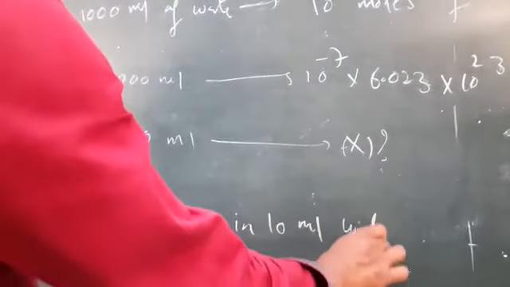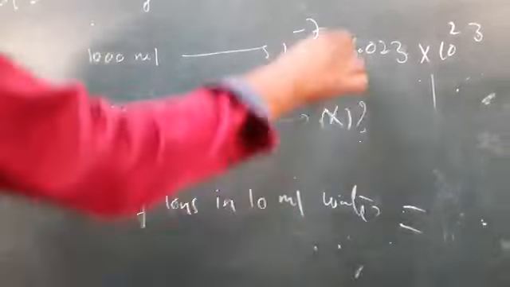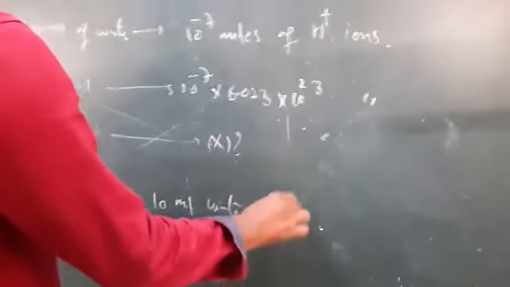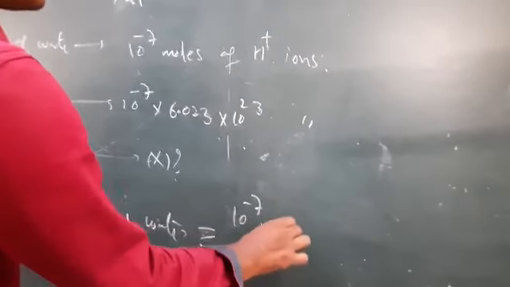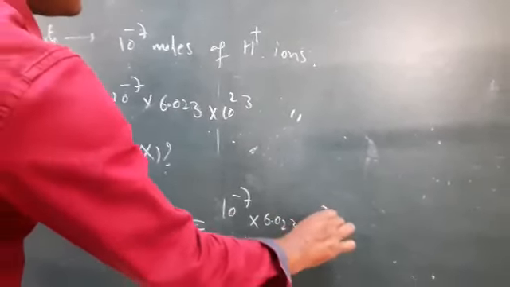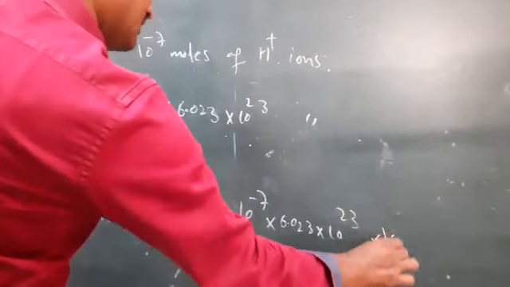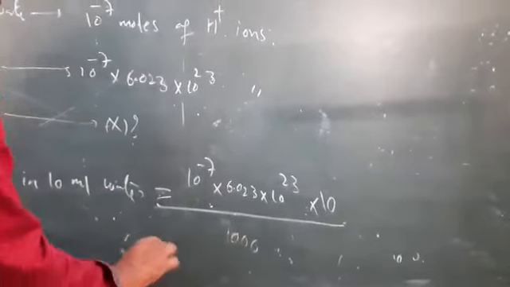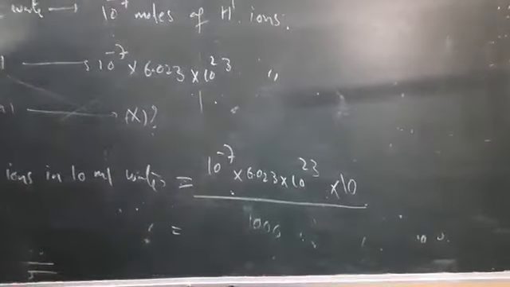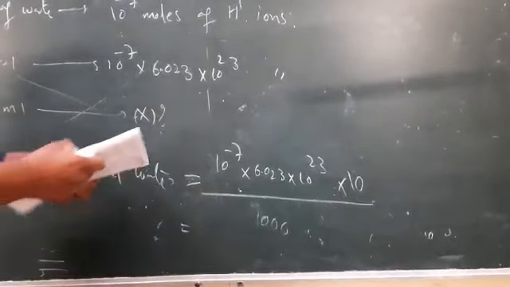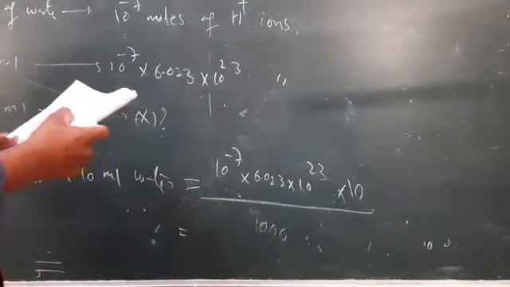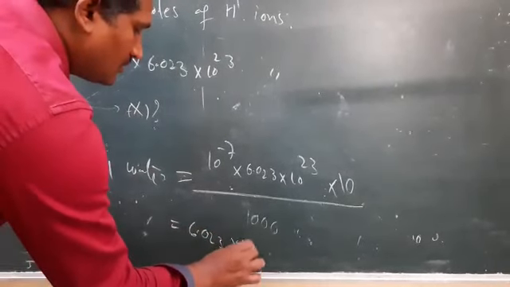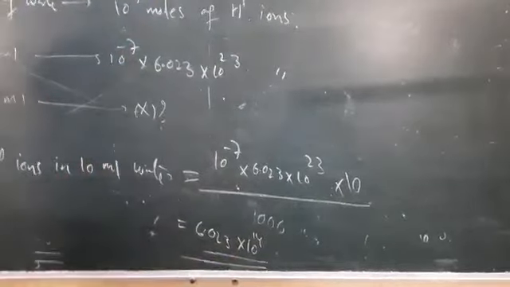10 ml water equals, just crisscross, that is X equal to 10 power minus 7 into 6.023 into 10 power 23 into 10 by 1000. If you simplify this, we'll get the answer 6.023 into 10 power 14 ions.